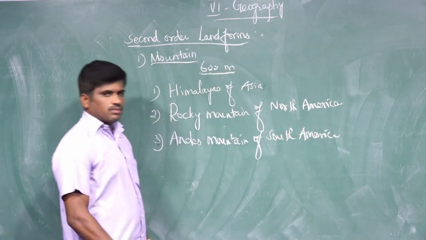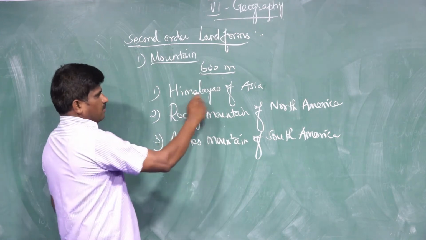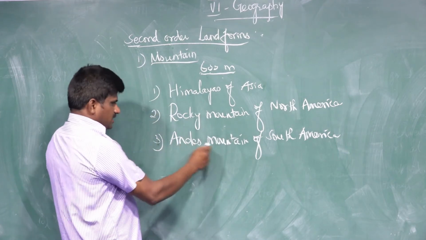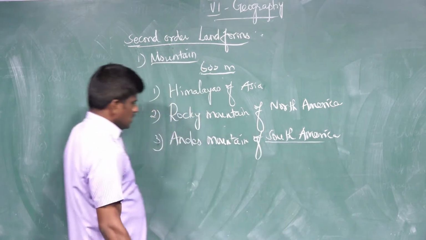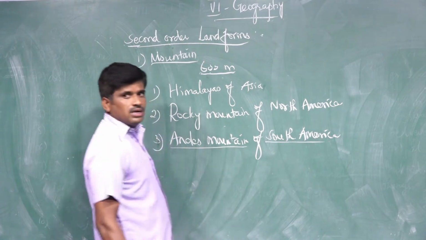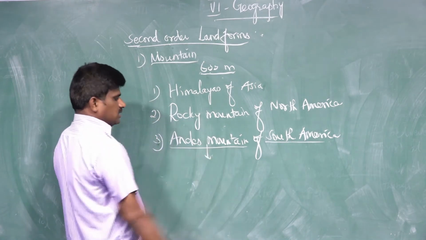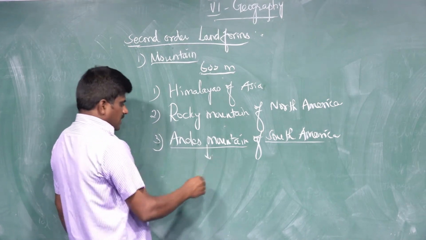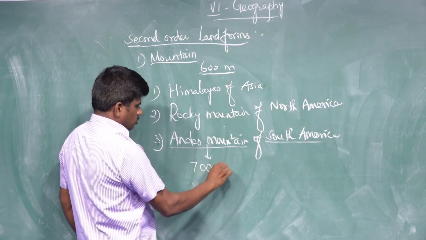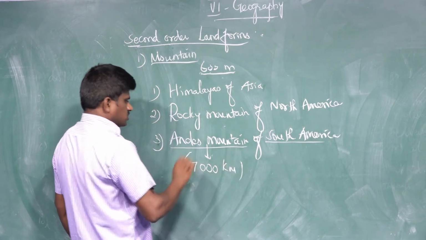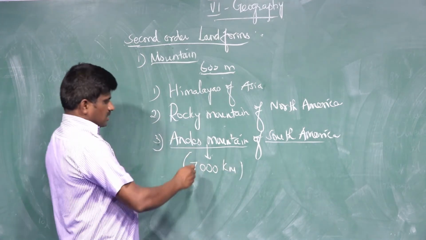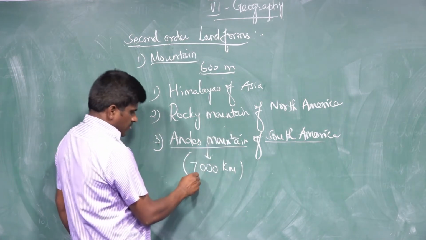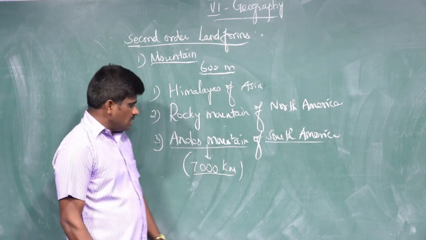These are the examples of mountains. What are they? Himalayas of Asia, Rocky Mountain of North America, Andes Mountain of South America. This Andes Mountain is the longest mountain in the world. Its length is 7,000 kilometers. The mountain range is 7,000 kilometers long.